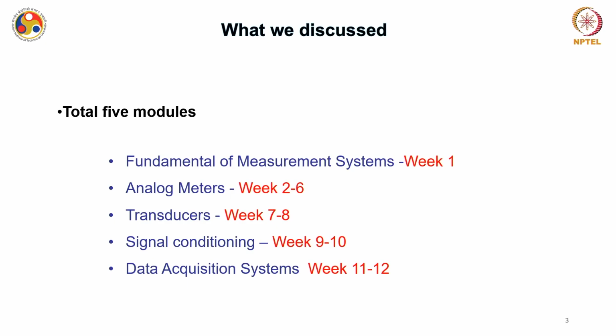These objectives were dispersed in this course, and we divided the complete course into 5 different modules, spread over 12 weeks. In the first week, we discussed the fundamentals of measurement systems. Weeks 2 to 6 were totally devoted to analog meters, which constitute the major part of our course. Then weeks 7 and 8 were dedicated to transducers, and in weeks 9 and 10 we discussed different signal conditioning techniques.